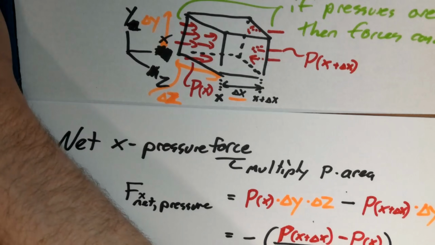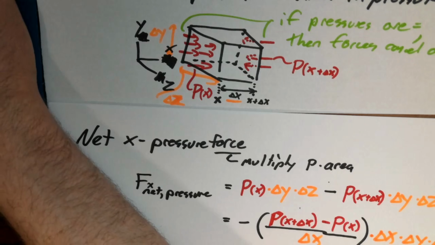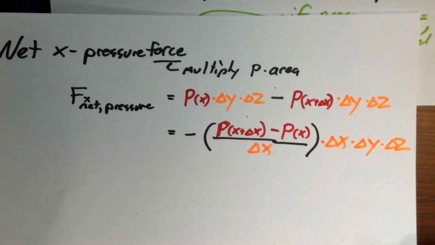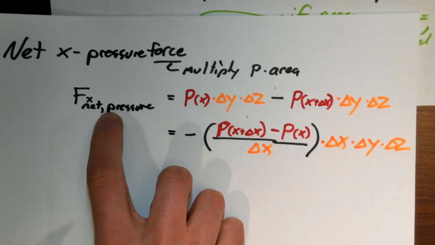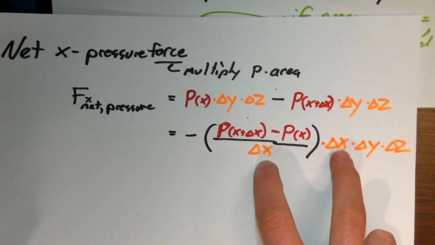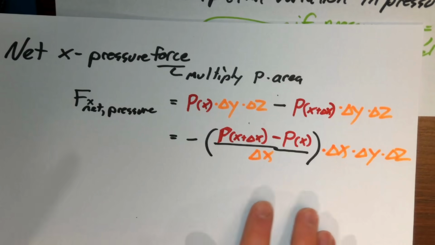So what does this look like? Oh, sorry, I'm out of the frame. So what do we have? The net force due to pressure is these terms, and I could both multiply and divide by delta X, and I could factor out a delta Y, delta Z.